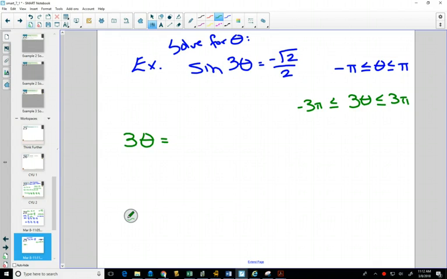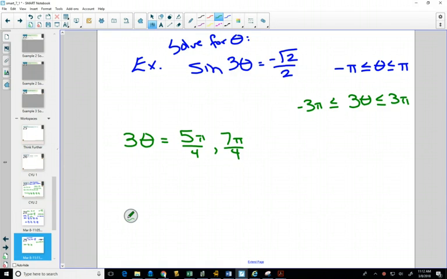Pi over 4, or 45 degrees. And which quadrants would I be looking in? Sine is negative, so I'd look in quadrant 3 and quadrant 4. So I would get 5 pi over 4 and 7 pi over 4. And that would be one full time around.